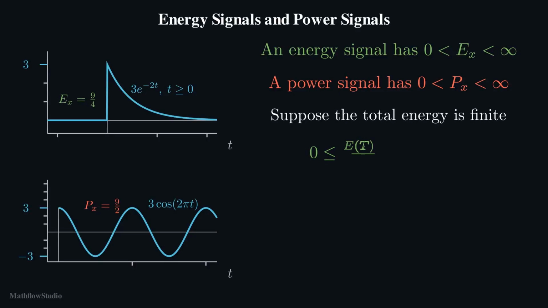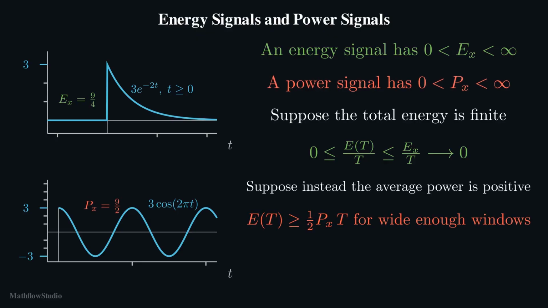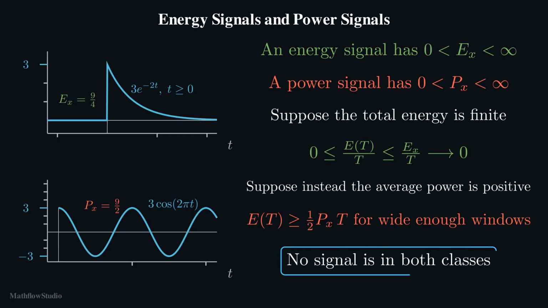The window energy can never exceed the total, so the running average is trapped between 0 and a fixed number divided by a growing width. Suppose instead that the average power is a positive number. Then beyond some width, the window energy is at least half that number times the width, which grows past every bound. Each definition therefore rules the other out, and no signal at all lies in both classes.